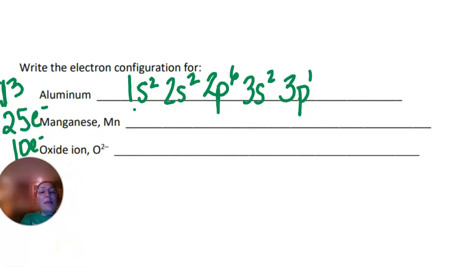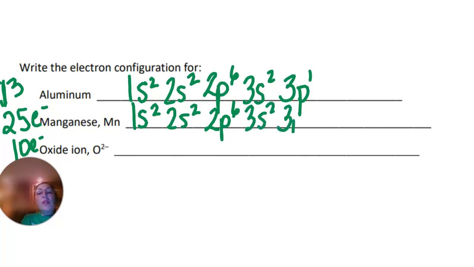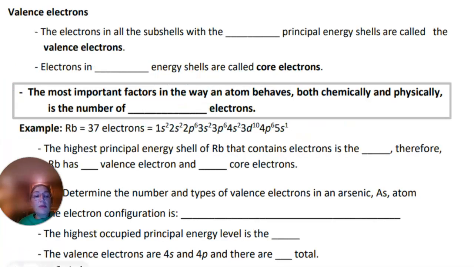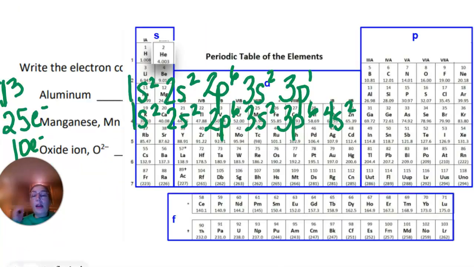We could start writing out manganese. 1s2, 2s2, 2p6, 3s2, 3p6. That'll get us 18. 4s2 will get us 20. And then if you'll recall, oops, we might have to go back. So we have our periodic table.